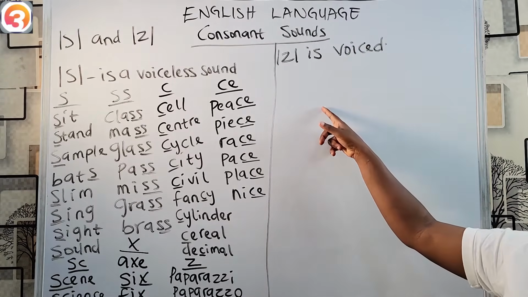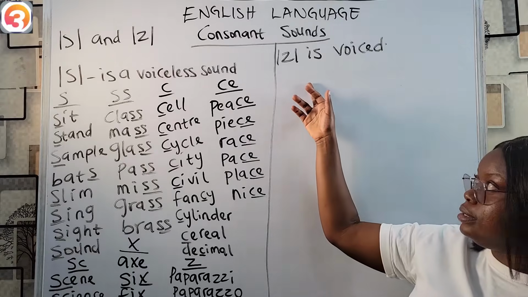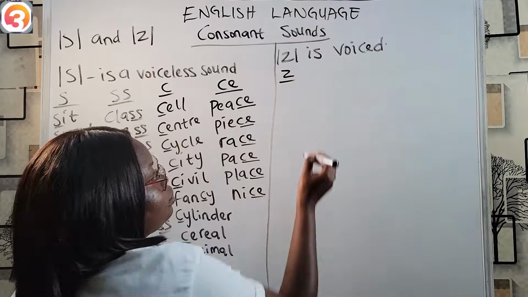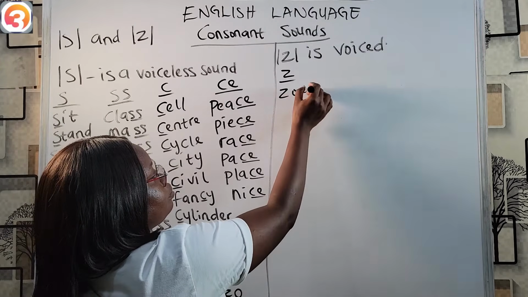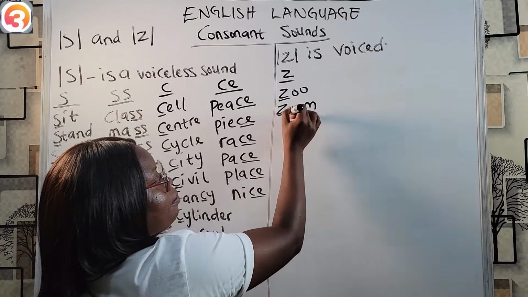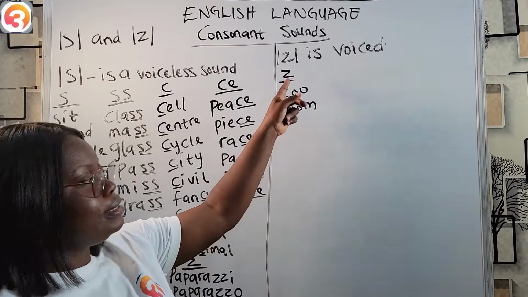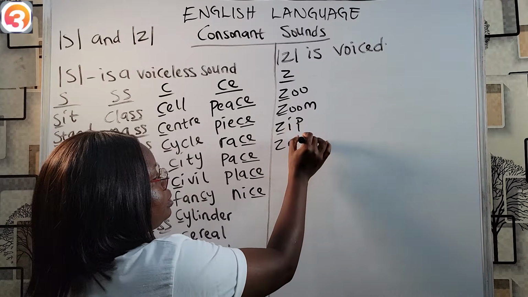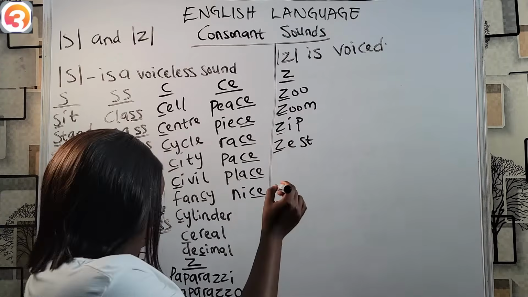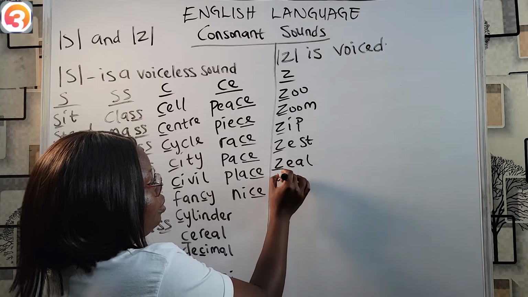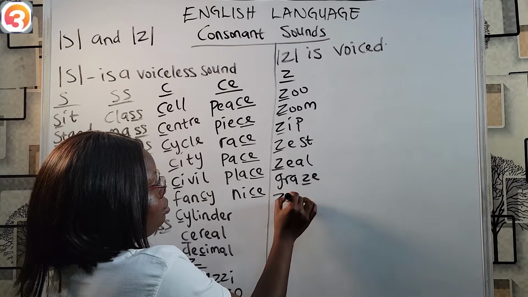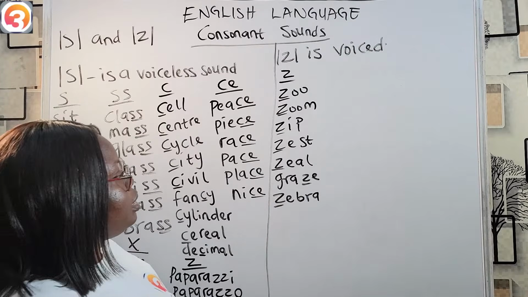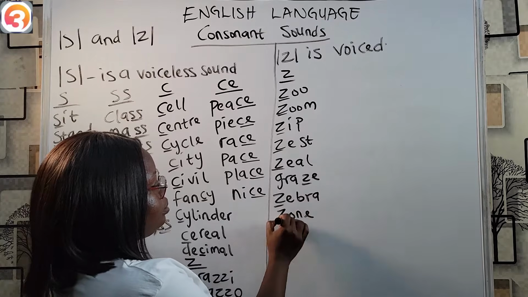Then we'll look at Z, the voiced consonant. Z can be found in words containing Z. Example, zoo, zoom. These words contain the voiced consonant Z. Can also find it in zip, zest, zeal, graze, zebra, zone. These are examples of words containing the Z sound.